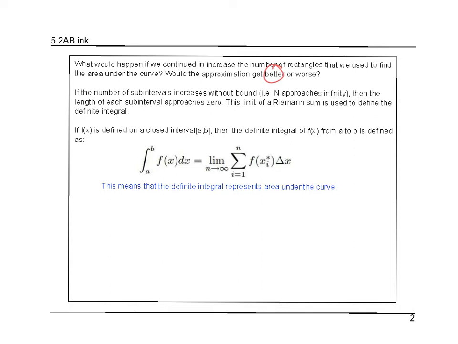So if the number of subintervals increases without bound, n approaches infinity, then the length of each subinterval approaches 0. This limit of a Riemann sum is used to define the definite integral. If f of x is defined on a closed interval from a to b, then the definite integral of f of x from a to b is defined as, so here's our integral symbol of f of x, so the integral from a to b of f of x dx. So I always explain the dx has to be there.